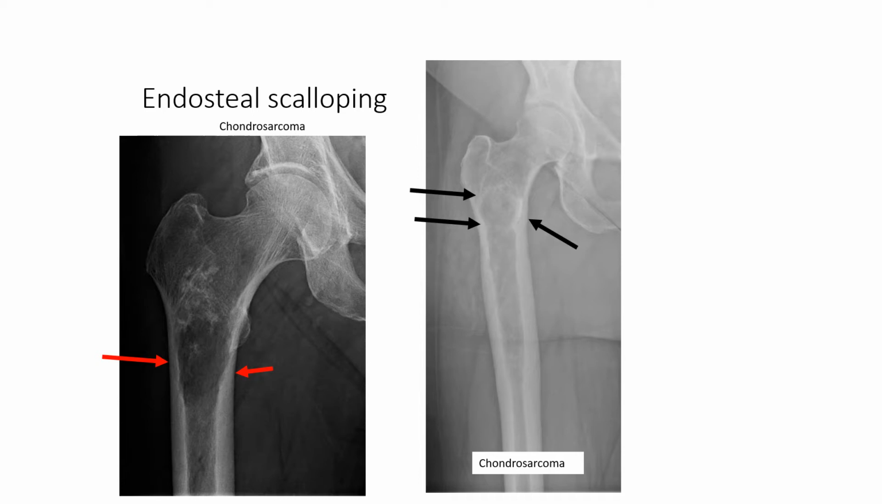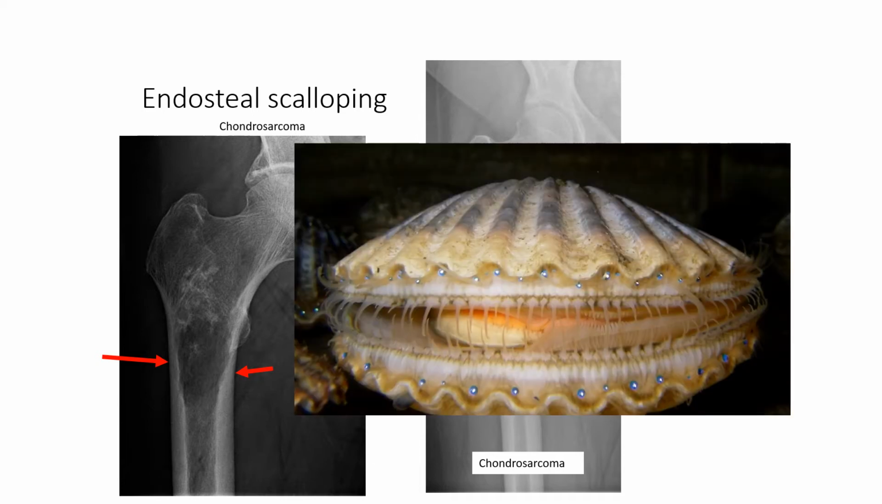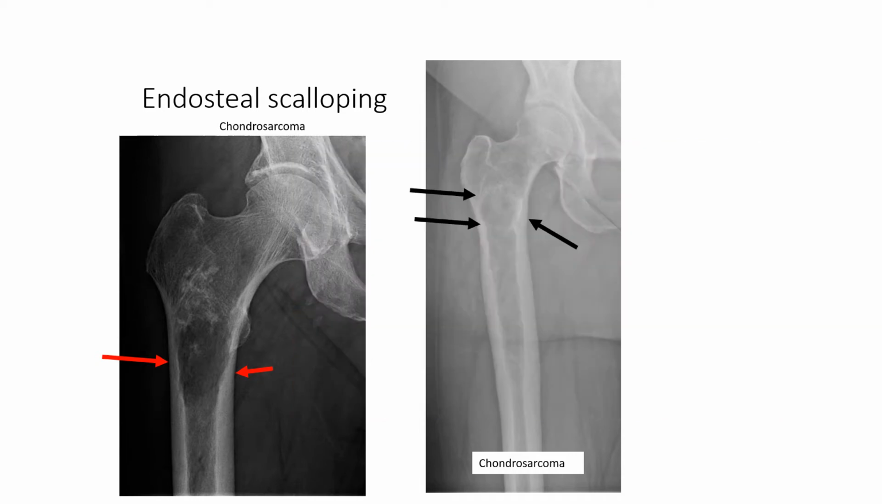Endosteal scalloping refers to the bone tumor bone interaction that occurs within the intramedullary space extending out into the cortex. The actual term scalloping comes from the appearance of a scallop and the undulation of the shell. This is what the appearance actually looks like within the bone. The red arrow shows you a chondrosarcoma, which is where we most commonly refer to endosteal scalloping. We can also see it in an enchondroma.